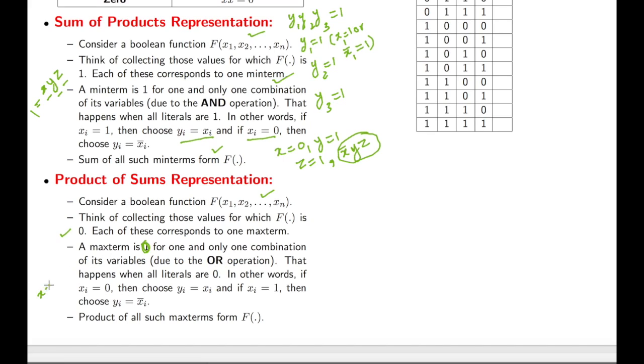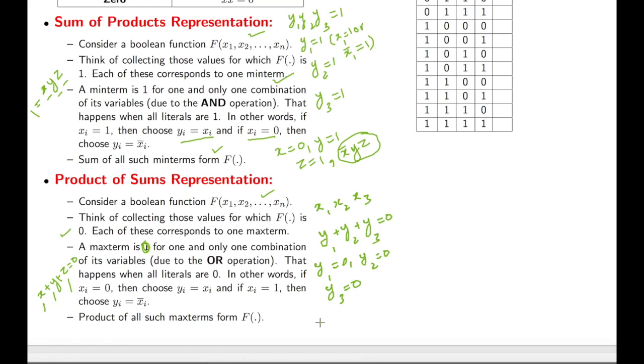Again, if we have x plus y plus z equal to 0, this means this should be 0, this should be 0, and this should be 0. That happens when all literals are 0. So let's say we have x1, x2, x3. Then y1 plus y2 plus y3 is equal to 0, where y1 is the corresponding literal of x1, and similarly for y2 and y3. So y1 should be 0, y2 should be 0, and y3 should be 0.